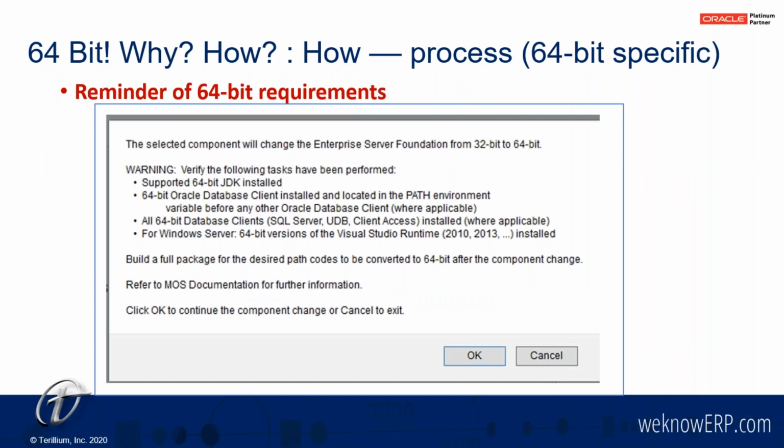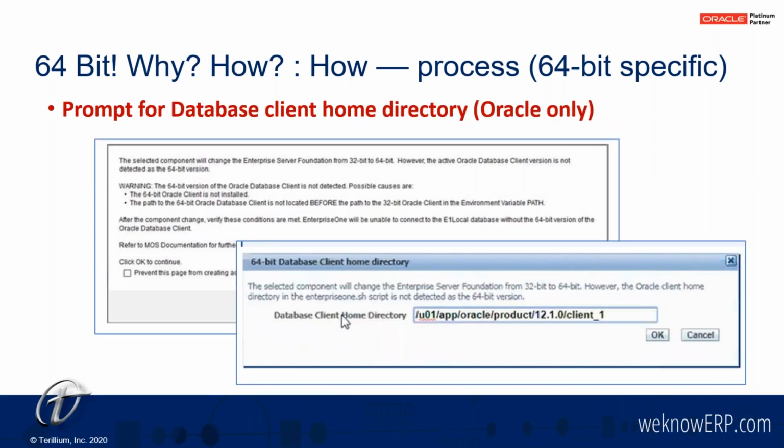Again, you might see a pop-up that reminds you of 64-bit requirements, something that says, by the way, have these ducks in a row before you continue. Your database client home directory: what I've shown you here happens to be Unix, because you can see the Unix specification of a drive, u01, app, oracle, product, client one, whatever. You would have to know that is the 64-bit client that you would already have installed and in place.